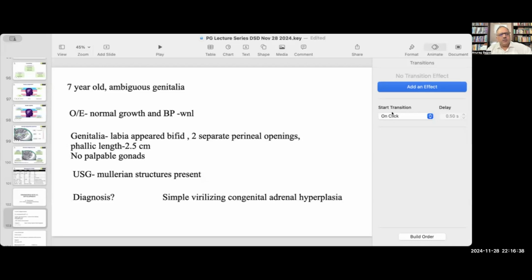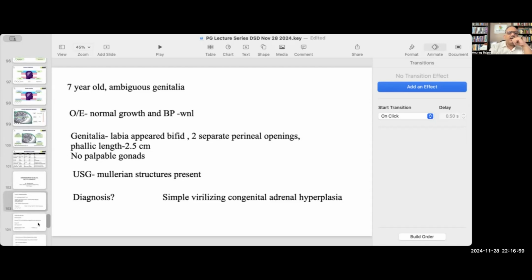The important thing which is missing on physical examination is pigmentation; BP we already mentioned. So BP is normal, which goes more in favor of a simple virilizing CAH, and pigmentation, I think, is something which will be a clue. So Dr. Irshad Mondal and Dr. Priska have given the right answer of XX DSD and CAH. So we'll go on to the next case.